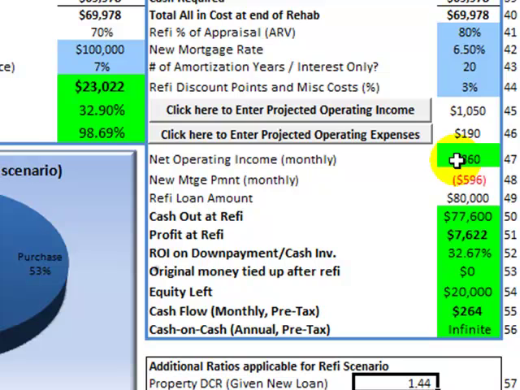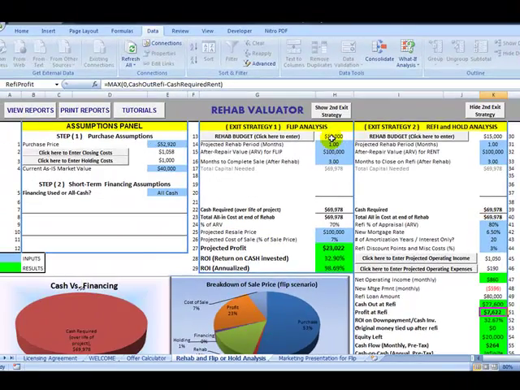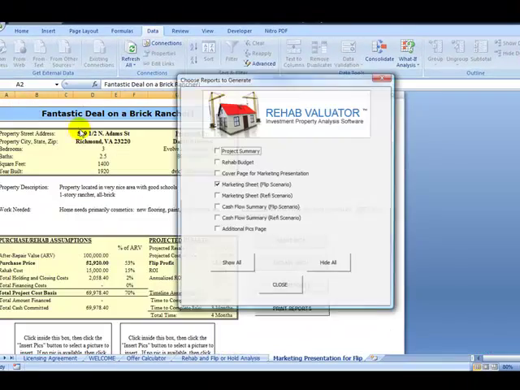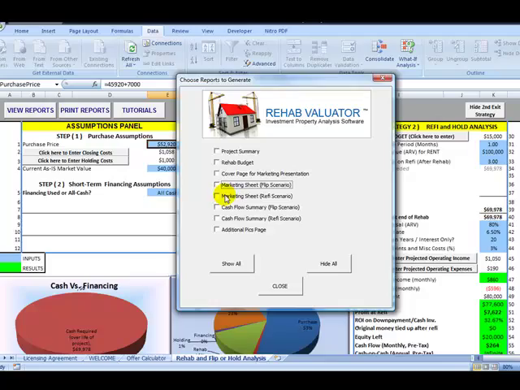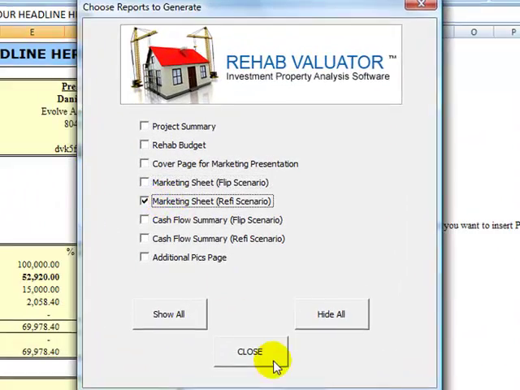Okay, now I know how to look at deals, and I know how to figure out whether a deal meets your investment criteria. So once you figure out what his investment criteria is, you can plug your numbers in, make sure the deal fits, and then from here you can go click View Reports and create a one-page marketing sheet for a refi scenario.